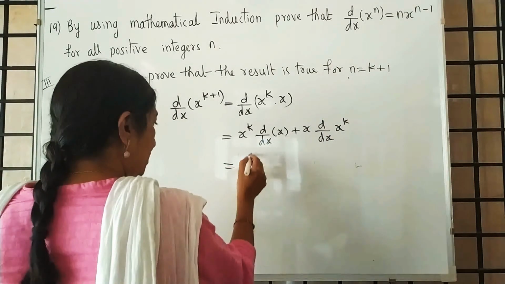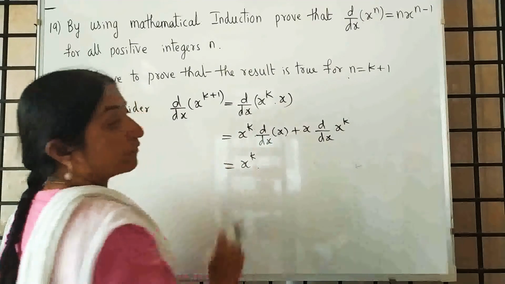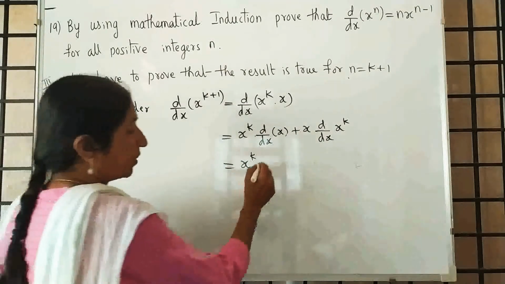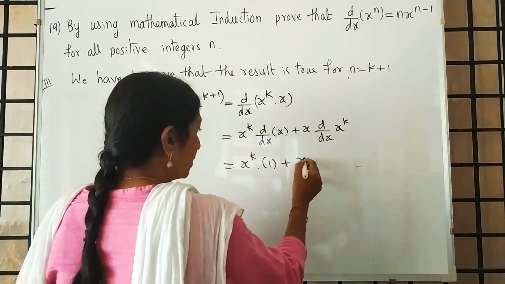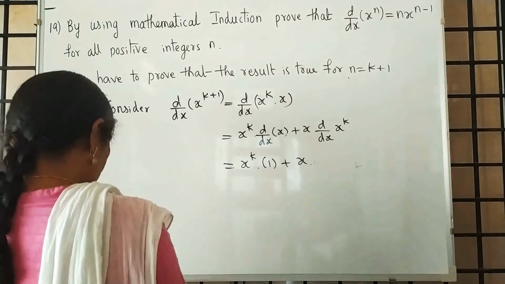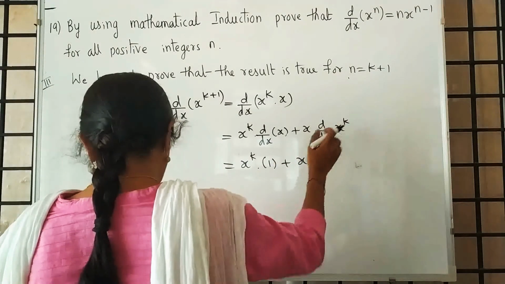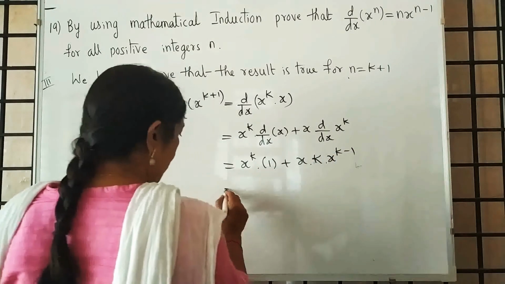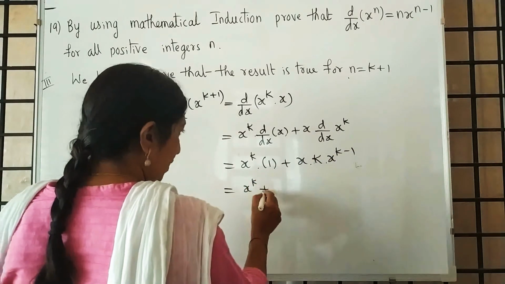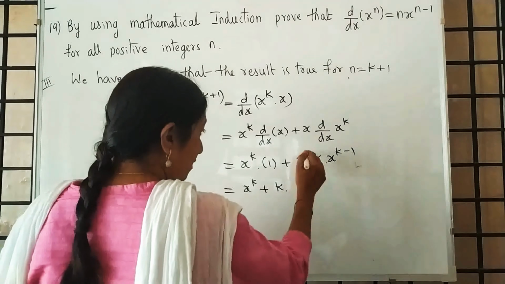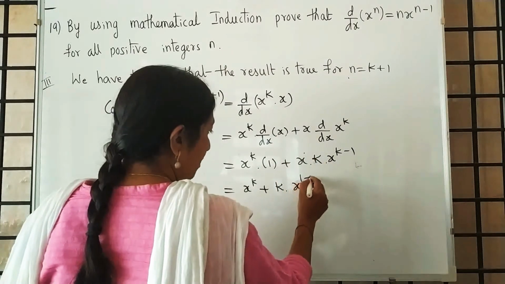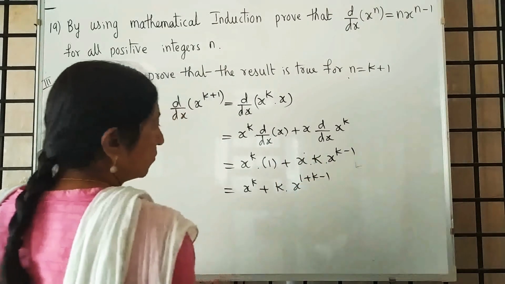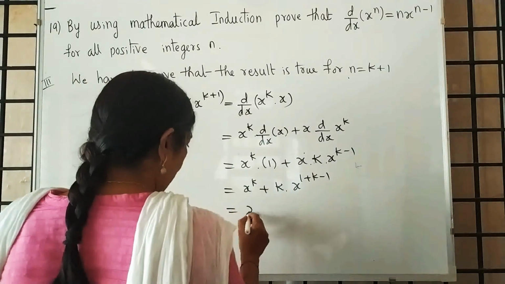See, I kept x raised to k as it is. What is the differentiation of x with respect to x? 1. Plus x as it is. Differentiation of x raised to k is what? K into x to the power k minus 1. This is x raised to k and here k is constant. This power is 1. X raised to 1 plus k minus 1. Plus 1 minus 1 get cancelled.